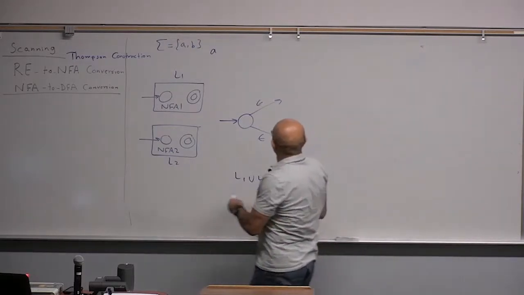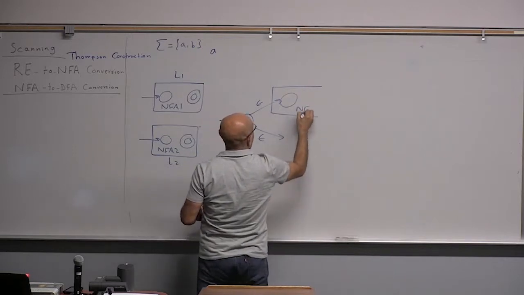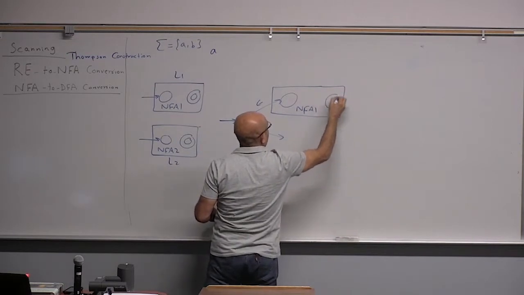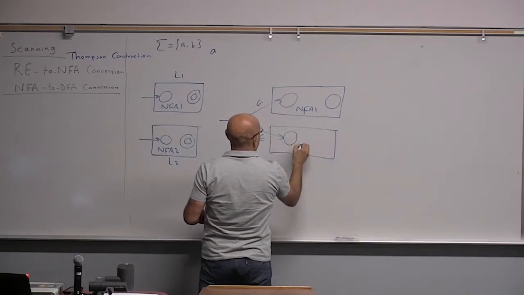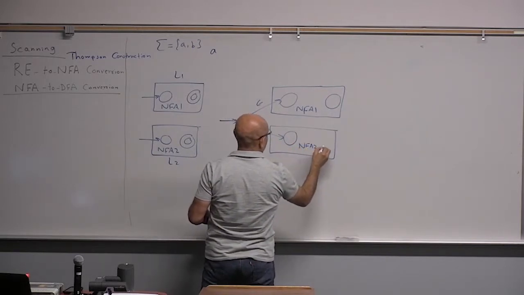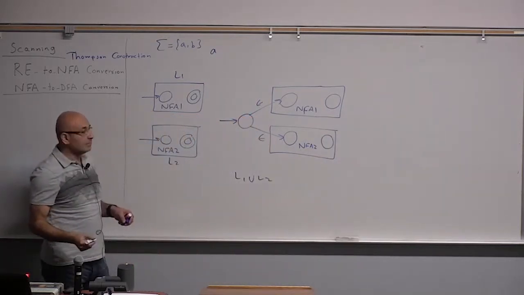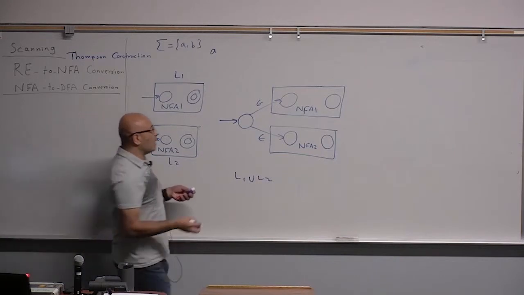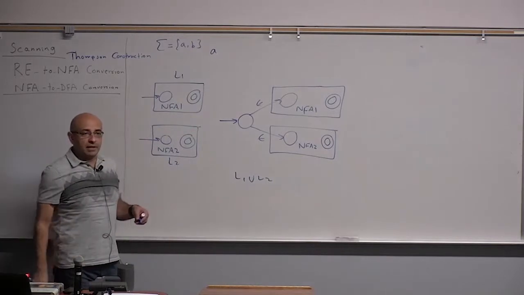Okay, so we branch, and this is NFA1, and we have this accept state, and this NFA2 with this accept state, and then what should I do? I don't have accept states now. Well, I can leave it like this, by the way. I can leave it like this.